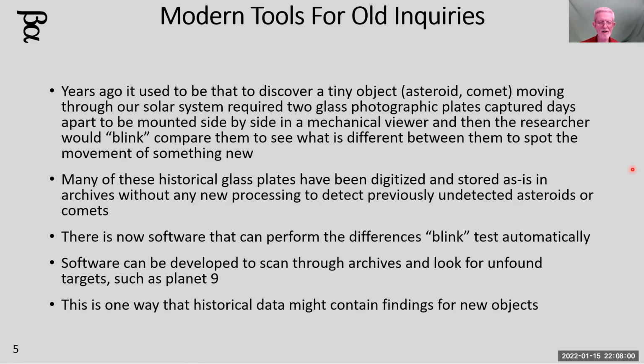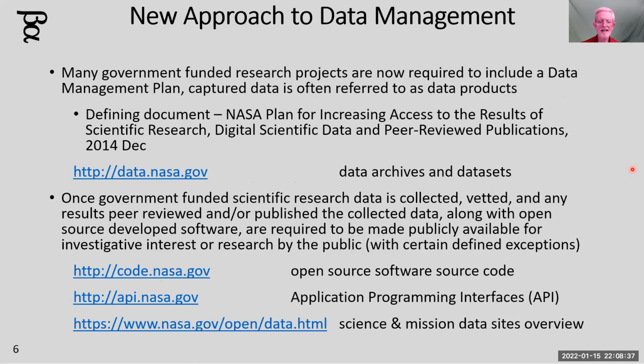Mike Brown and his team are looking through old archives of scanned photographic glass plates to see if they see anything that the visual observing community, by looking through the mechanical blink comparator, missed. And they have found asteroids, but they haven't found Planet 9. So new software looking at old data, because it can data mine bulk data, may be a way of finding things they didn't even know were there when they originally looked.